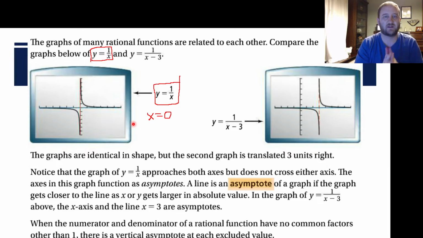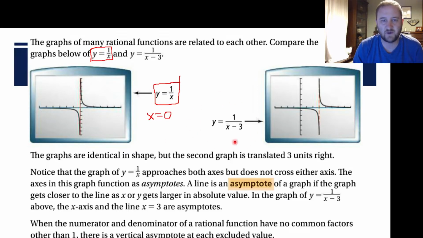That's why it's an excluded value. It's called a vertical asymptote. Right? So if you look at this fraction, you can have 1 over 0.1. You can have 1 over negative 0.1 or whatever. But you can't have 1 over 0, right? So you can get any value leading up to 0, but not including 0. Okay, so that's why we have a vertical asymptote here at x equals 0.